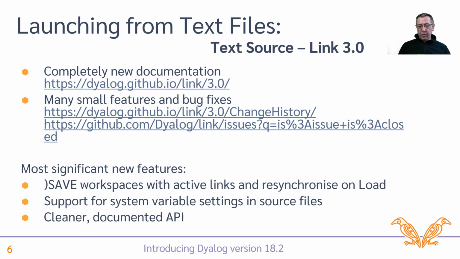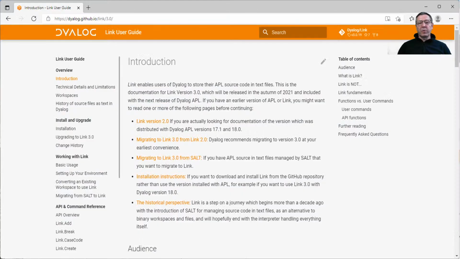It has support for storing system variable settings as part of the source of your application, and in general a better, more documented API. But all of the documentation, including the change history, if you want to see the details, is available on GitHub. Link 3 is a Git project which is fully transparent, open source. Here's a screenshot of the new documentation, just to give you an impression of what that looks like.